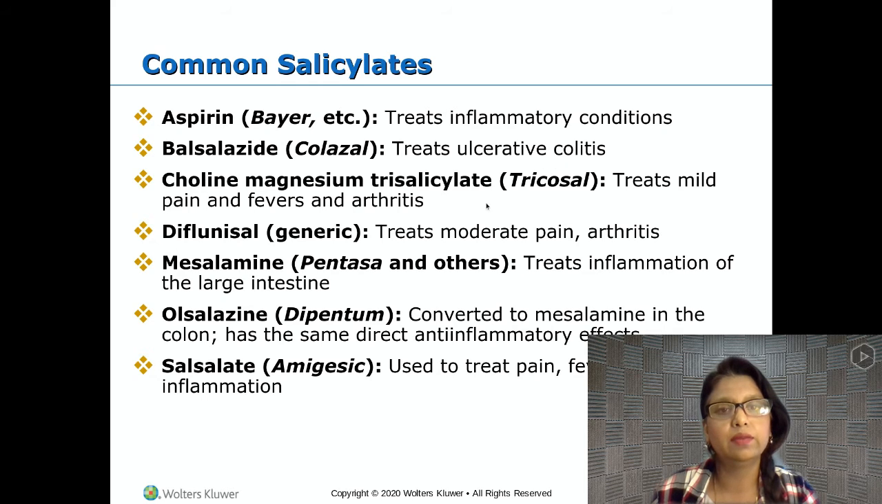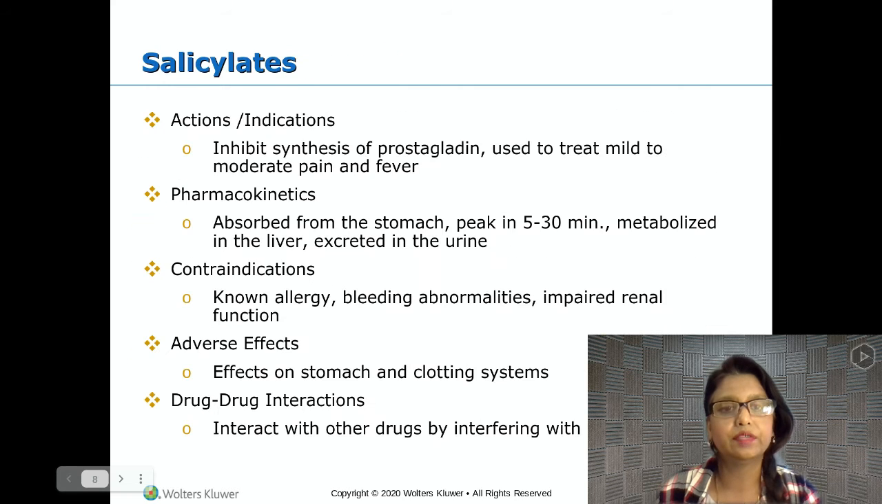Then magnesium choline trisalicylate treats mild pain, fever, and arthritis. Then diflunisal treats moderate pain and arthritis. Then we have olsalazine, mesalamine, and salsalate. These are just different salicylates. They inhibit the synthesis of prostaglandins and are used to treat mild to moderate pain and fever.